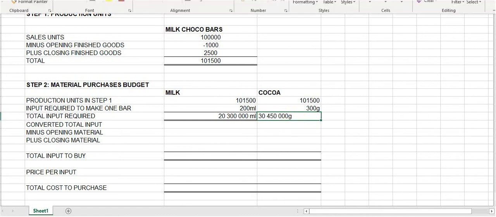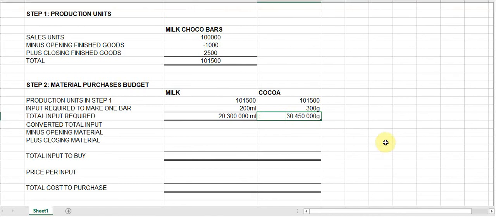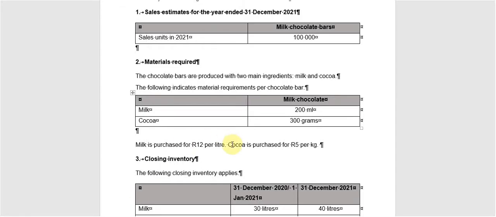Now, in the next step, we need to do our conversion. We said for the conversion, we need to convert to the larger metric that we are faced with. And we need to then convert to the metric in terms of the price, because the price is per liter. The cacao price is per kilogram. So it is a larger measure than the requirement per bar. So we need to do a conversion. How do we do the conversions?